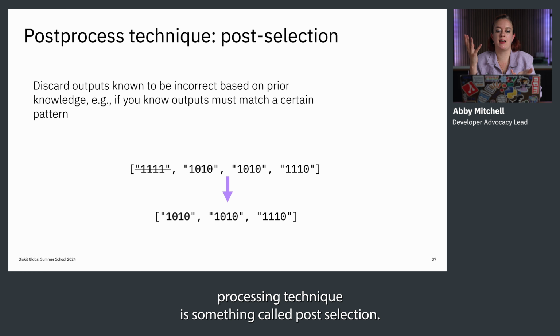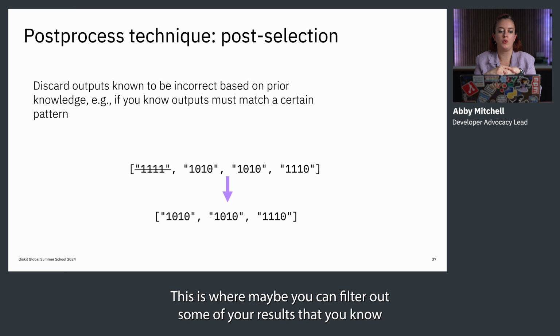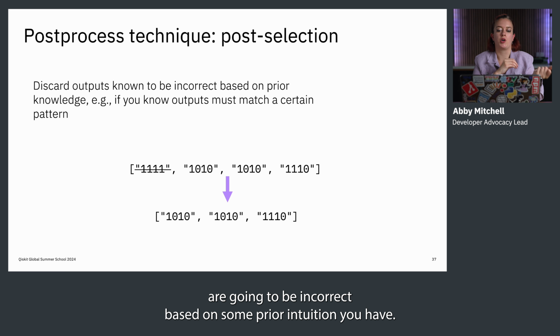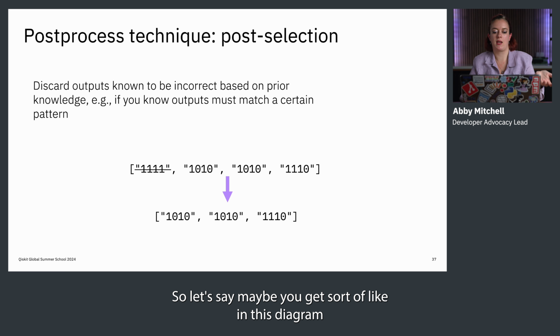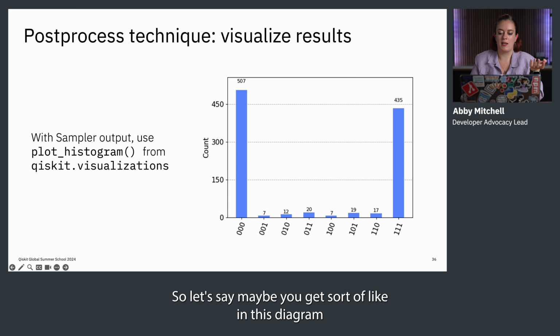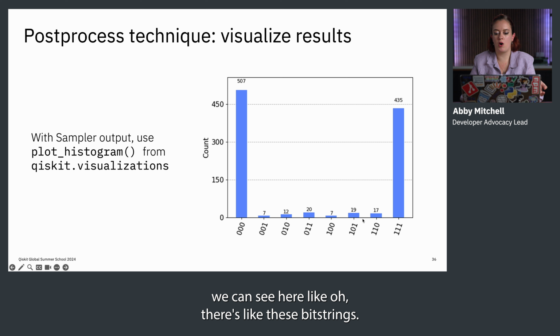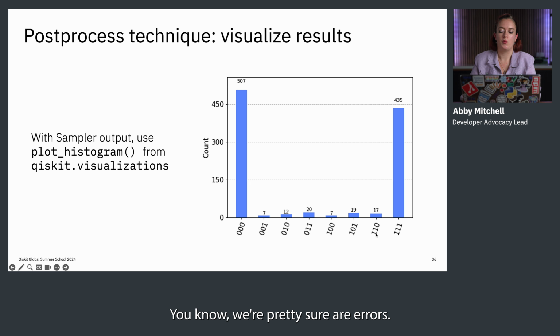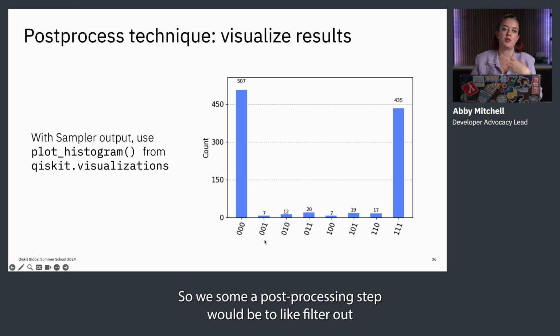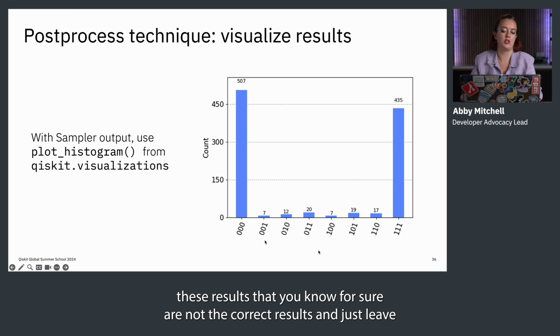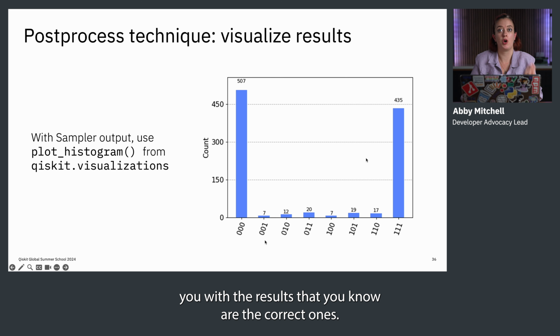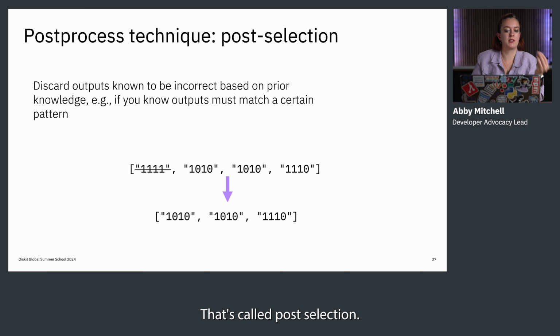Another post-processing technique is something called post-selection. This is where maybe you can filter out some of your results that you know are going to be incorrect based on some prior intuition you have. So let's say, like in this diagram we can see here, there are these bit strings we're pretty sure are errors. So a post-processing step would be to filter out these results that you know for sure are not the correct results and just leave you with the results that you know are the correct ones. That's called post-selection.